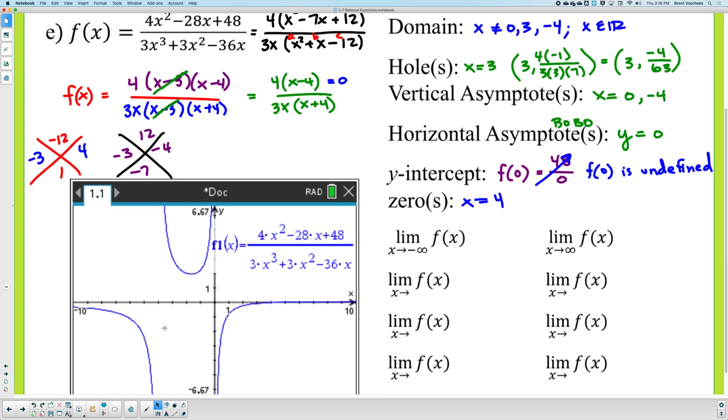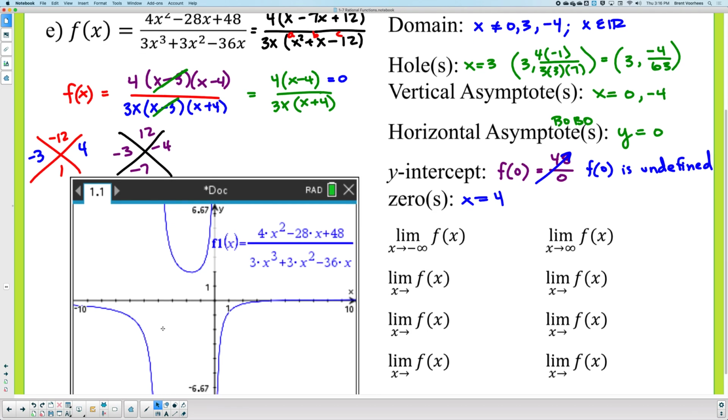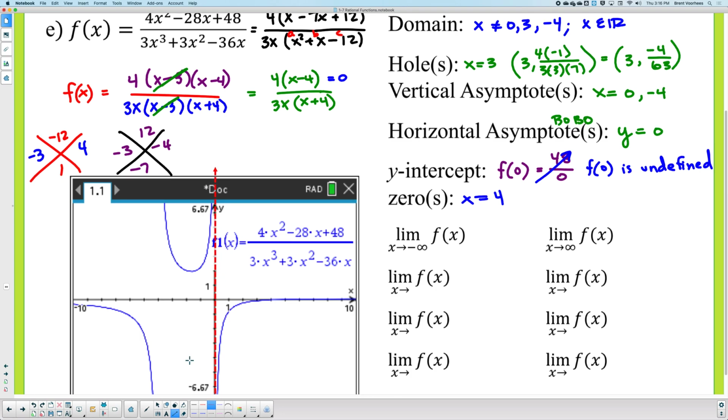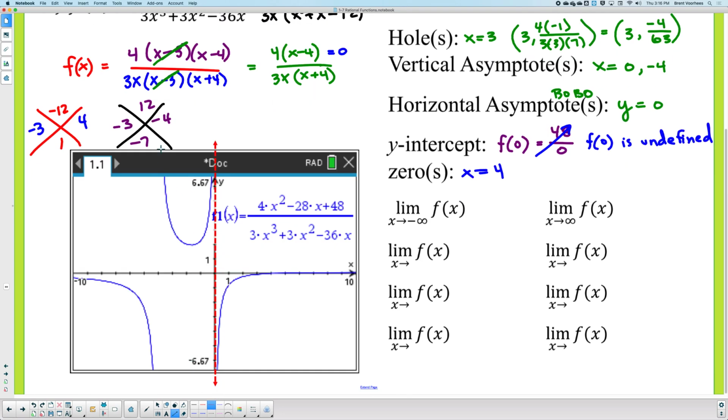Okay, so the first thing we said, the domain, we should have 3 breaks. By vertical asymptote, I should have a break at 0 and negative 4. So here's 0. Here's negative 4. So I'll write that in here. That's x equals negative 4. This is x equals 0.